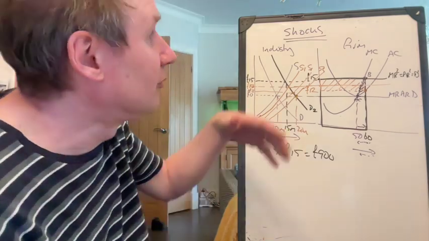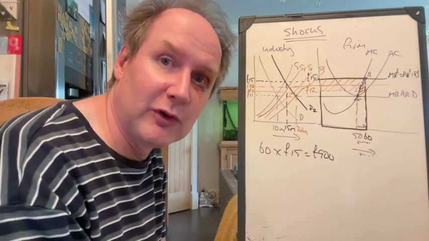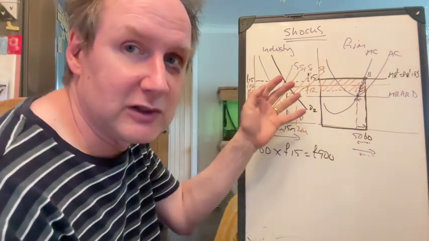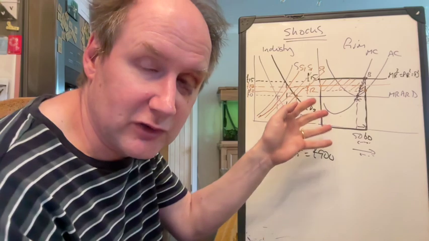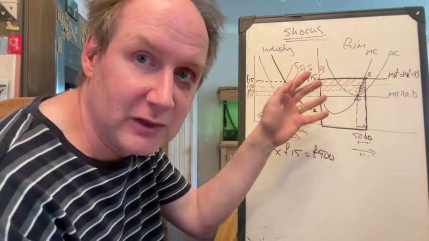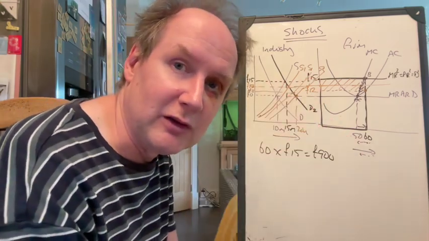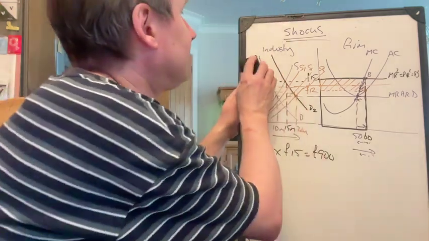So in the short run, price goes up, the firm can make abnormal profit. New firms enter, that drives up supply, drives down price until only normal profit can be made in the long term. So what about a shock that goes the other way?